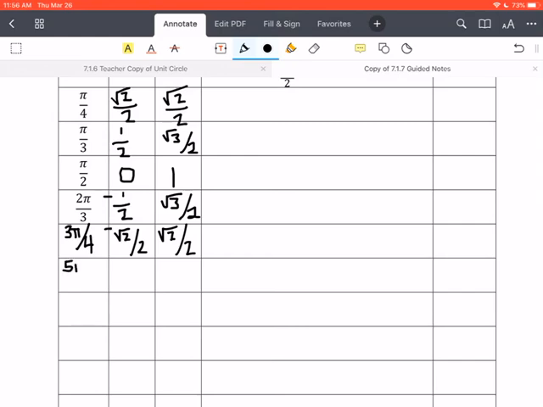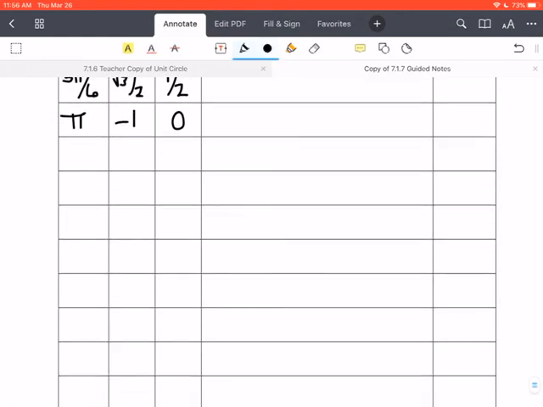Then we have 5 pi over 6, which the cosine is going to be root 3 over 2, negative, and then 1/2 is going to be the sine. Then we get to pi, which is -1 in the x direction, 0 in the y direction. Continuing on, the next thing that we would have would be 7 pi over 6, which is going to have both negative, so we're going to go long in the x direction, negative root 3 over 2, and then we have -1/2.